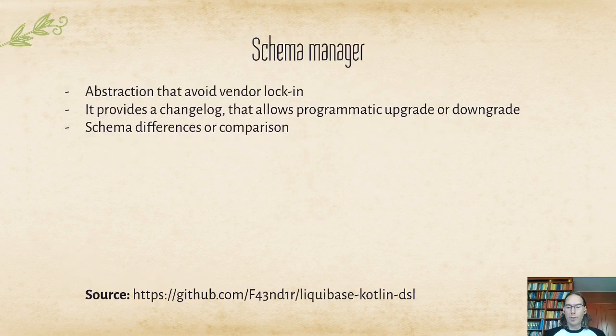And the last topic, or the last question of the presentation, is: should we use a schema manager? We could use the abstraction layer of ORMs to avoid vendor lock-in, but another alternative I would like to show developers is using a schema manager like Liquibase. It provides an abstraction layer to avoid vendor lock-in. It also provides a changelog, which allows us to programmatically upgrade or downgrade a database. And the most important feature of all is that we have a schema differences or comparison mechanism. Additionally, there is a project called Liquibase Kotlin DSL, which allows us to use Liquibase without typing any XML and just purely Kotlin code.